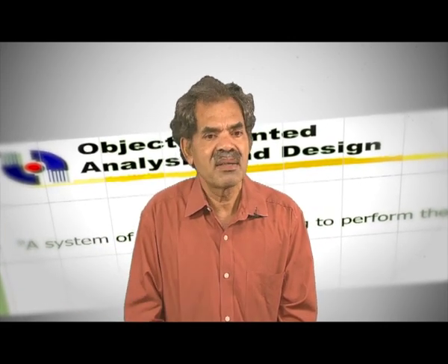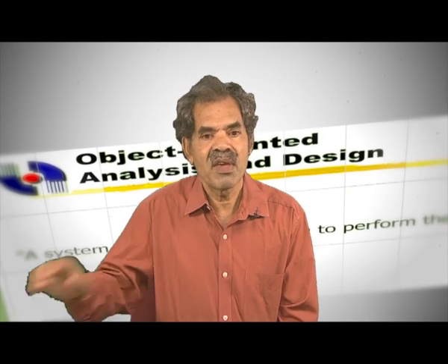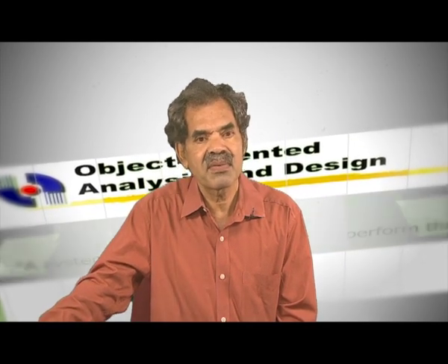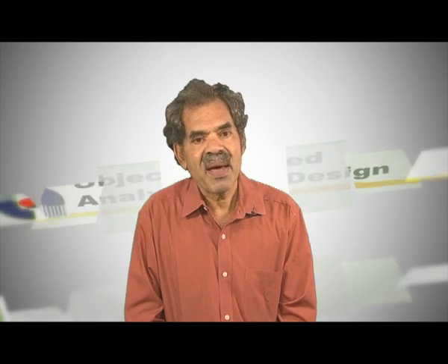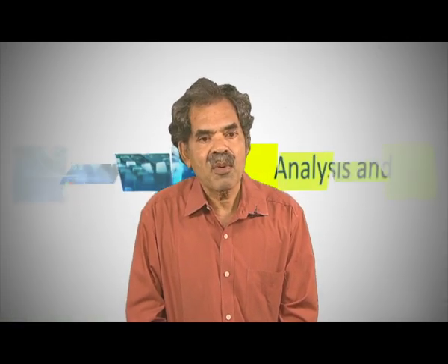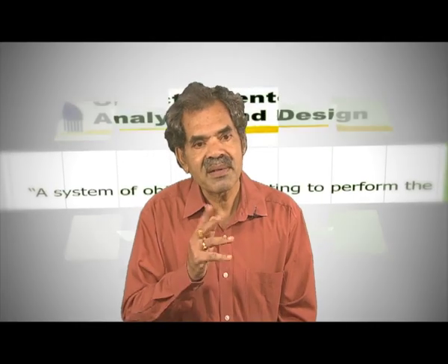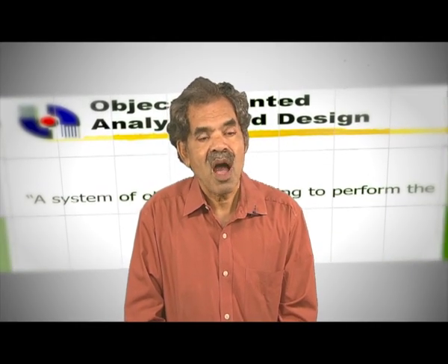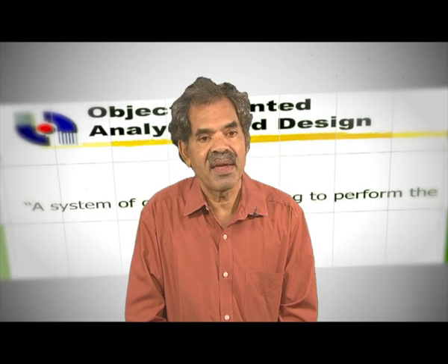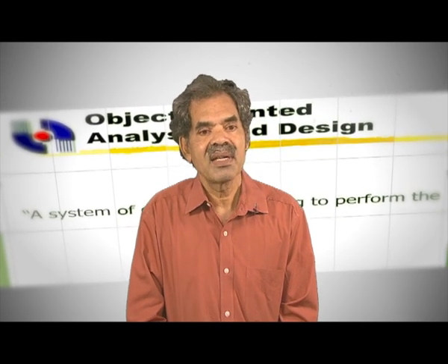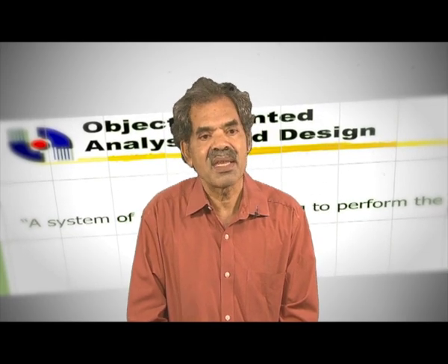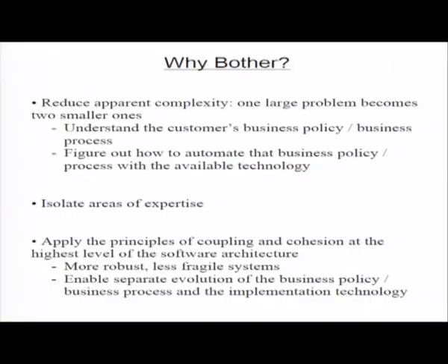That is a designer's exercise, not ours. We want only the essential requirements. Why bother? Reduce apparent complexity. One large problem becomes 2 smaller ones. Understand the customer's business policy, business process, figure out how to automate the business policy process with the available technology. So, we split. It is a big problem, how to use technology to make my business fly. Business is like this, technology is like this, put them together. Now, we solve the problem better.